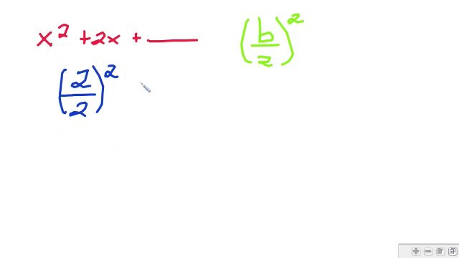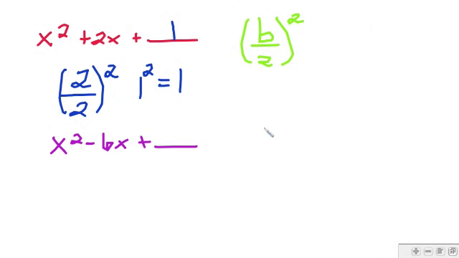Well, 2 divided by 2 is 1. 1 squared is going to equal 1. So my answer here is 1. There you go. It's that easy. Let's try another one. If we have x squared minus 6x plus what?